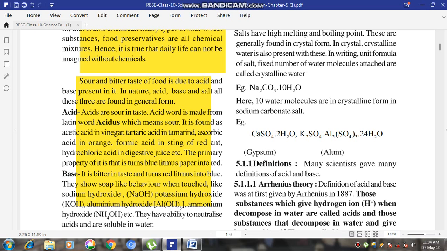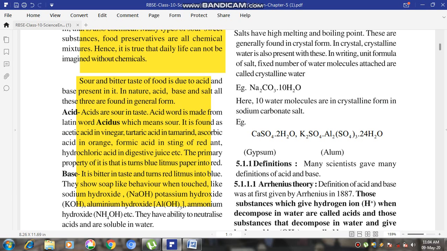Acids are sour in taste. The word acid is made from the Latin word acidus, which means sour. It is found as acetic acid in vinegar, tartaric acid in tamarind, ascorbic acid in orange, formic acid in the sting of a red ant, and hydrochloric acid in digestive juice. In our stomach, we use hydrochloric acid for digestion.